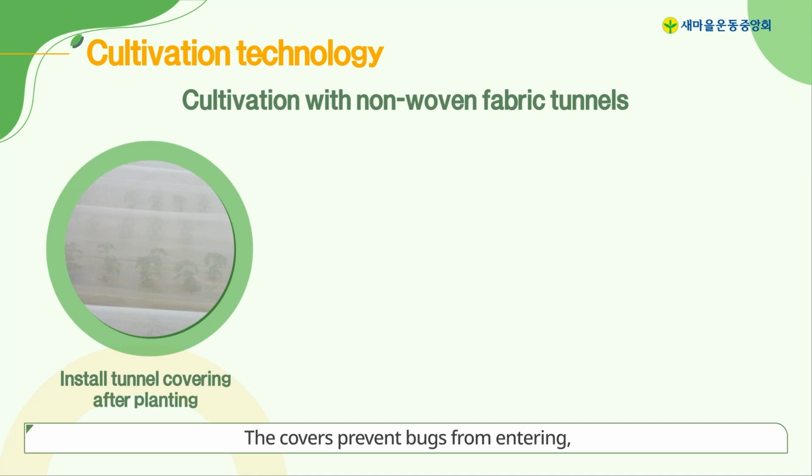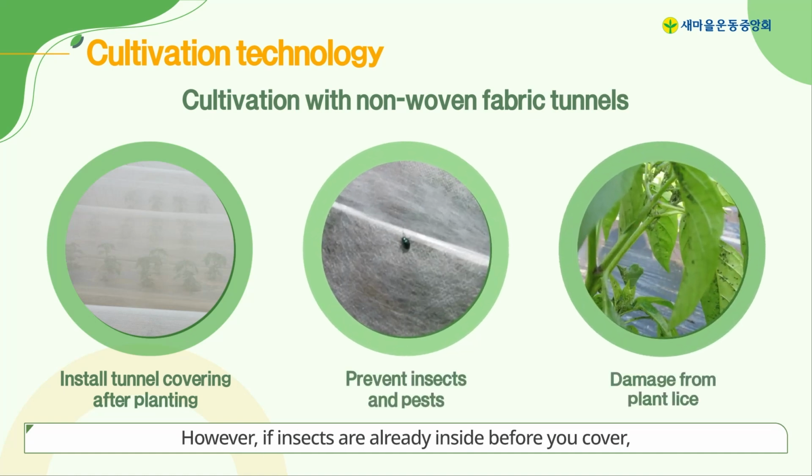The covers prevent bugs from entering, preventing them from harming your crops. However, if insects are already inside before you cover, they are trapped inside, causing more serious damage to your crops. So, before covering, you must spray pesticide to kill all the pests.